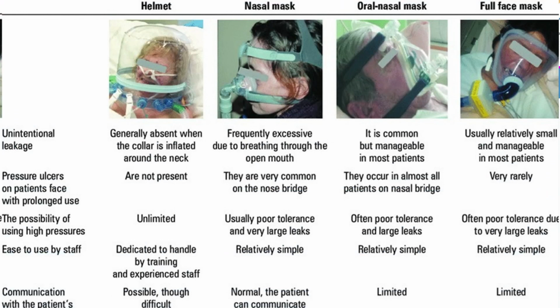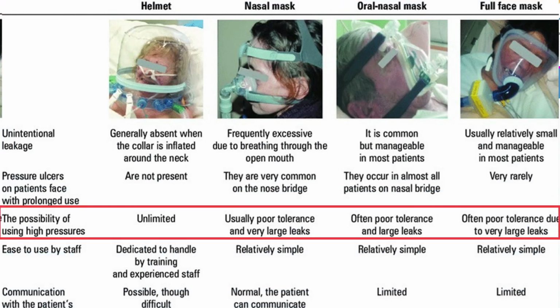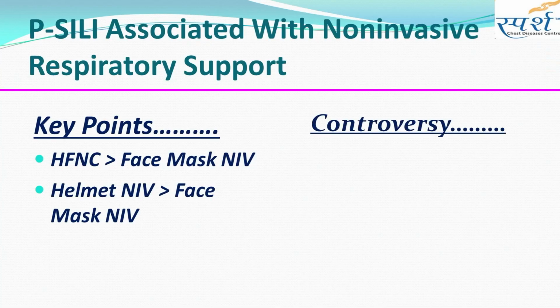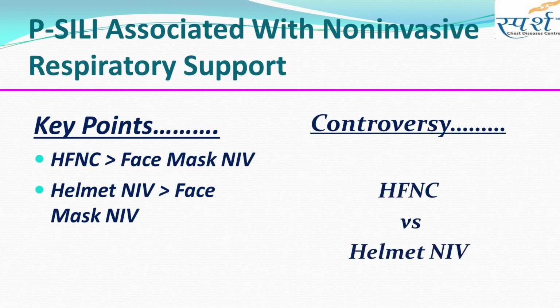Now these are the different masks which we have. Helmet, this is the face mask, this is the full face mask. Only with the helmet, you can go up to a PEEP of 10 to 15. So what is the target? In hypoxemic respiratory failure, if you have a patient in respiratory distress, HFNC is better than NIV. But if you go for a helmet mask, where you can deliver higher PEEP, maybe you can decrease the respiratory effort, and hence you might be able to decrease the self-inflicted lung injury. Maybe it might lead to lesser mortality.